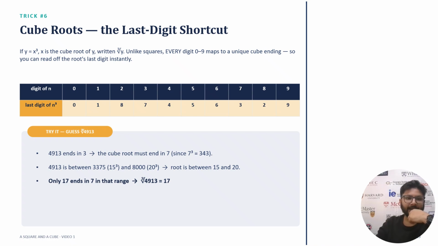Now, cube roots. Try to understand the last digit shortcut. If the last digit of the original number is 0, so 0 into 0 into 0, the final answer will always be ending with 0. If the last digit is 1, the cube is going to end with a 1. If the last digit is 2, the cube will end with 2 cross 2 cross 2, which is 8. Last digit is 3, it will end with 3 into 3 into 3 is 27, so it ends with 7. Last digit is 4, then the number will end with 4 into 4 into 4, that is 64, so it ends with 4. 5 ka cube is 125, ending with a 5.